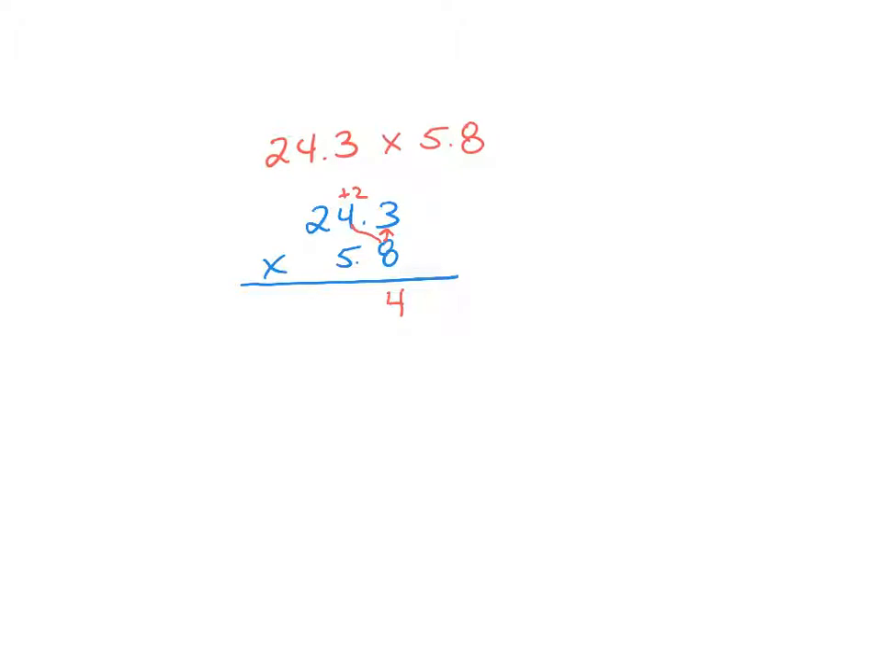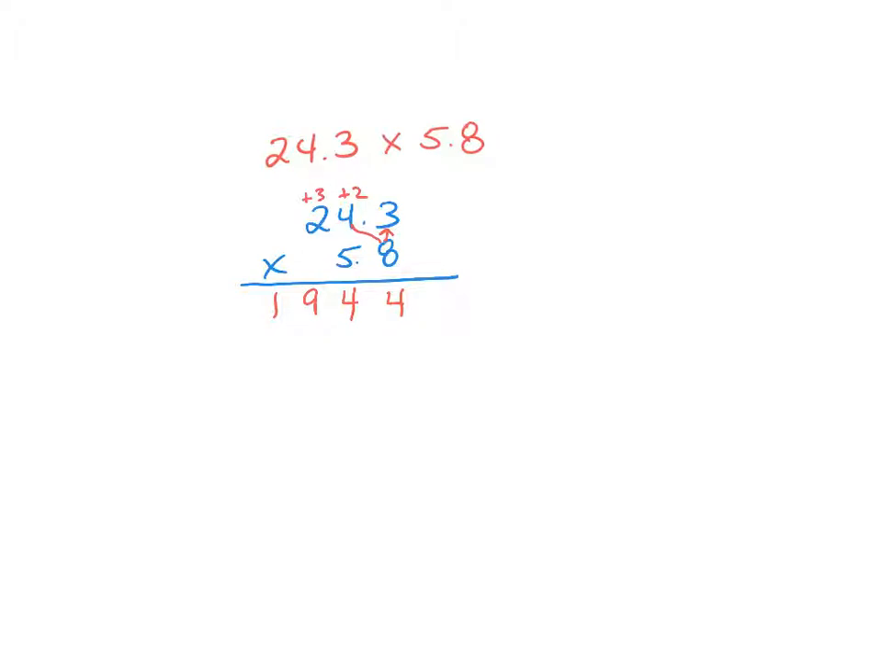8 times 4 gives me 32, plus that 2 gives me 34. I put down the 4. I carry the 3. And 8 times 2 gives me 16, plus 3 gives me 19. So I have 1944 for my very first line. Now notice I didn't put any decimal points or anything like that in. I'm going to do that at the very end.